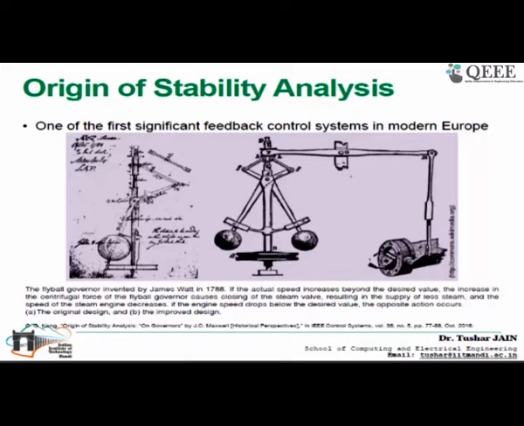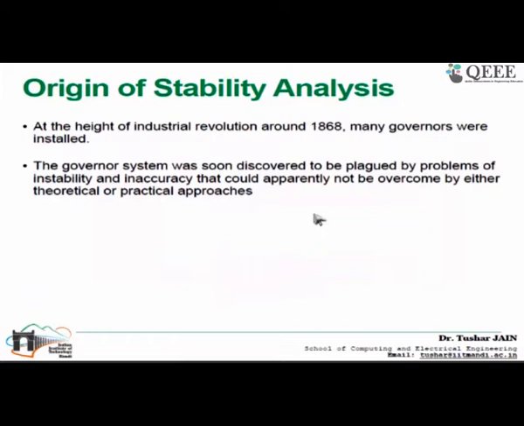So on the left-hand side, like I said, is the original design, which has only one fly ball, and on the right-hand side there are two fly balls, which is a much more improved version. So how does this governor help us, or why is stability analysis required for this governor? Like I said, this is one of the very first feedback control loops in modern Europe.